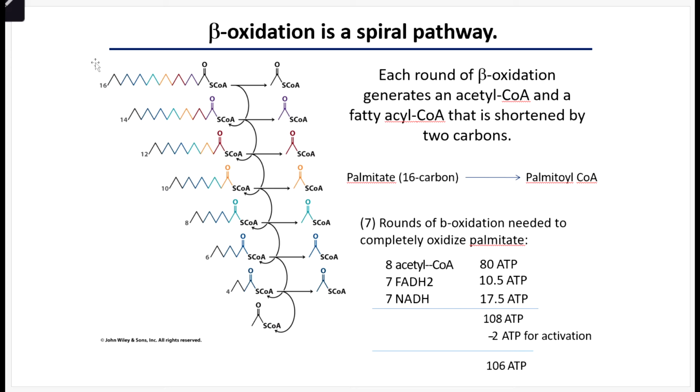And so here we have a 16-carbon fatty acid chain. We can do beta oxidation 1, 2, 3, 4, 5, 6, 7 times and generate 1, 2, 3, 4, 5, 6, 7, 8 molecules of acetyl-CoA.